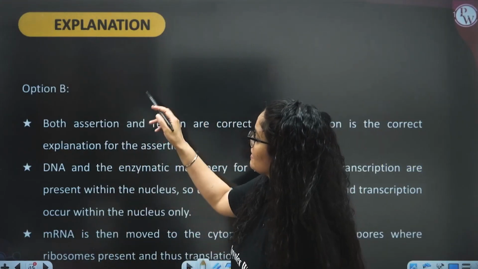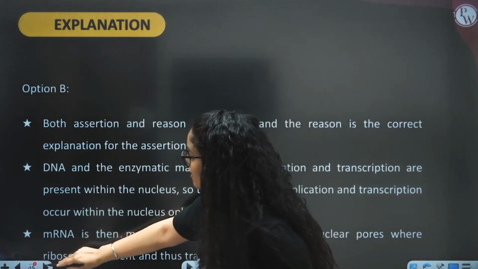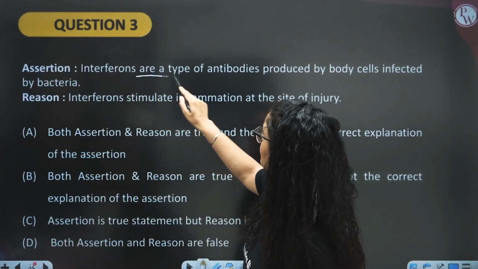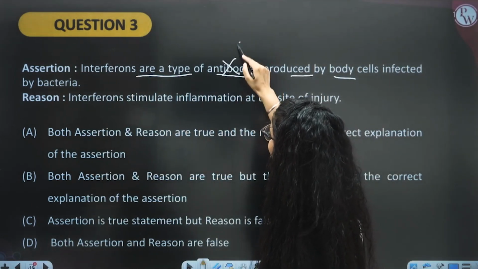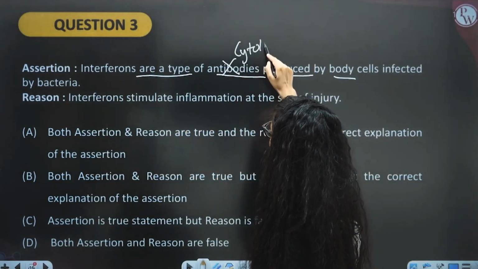So next question is this: interferons are a type of antibody produced by the... no, it's not an antibody, rather it's a cytokine, right?